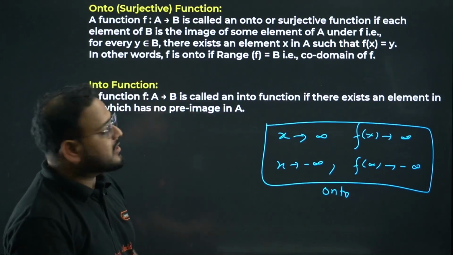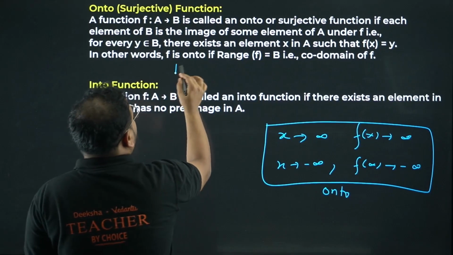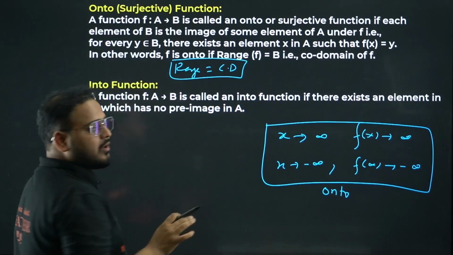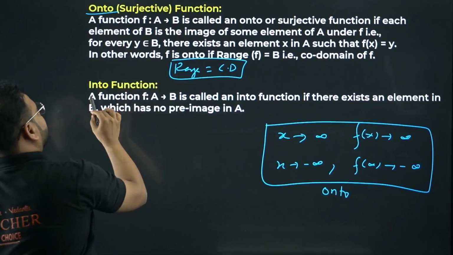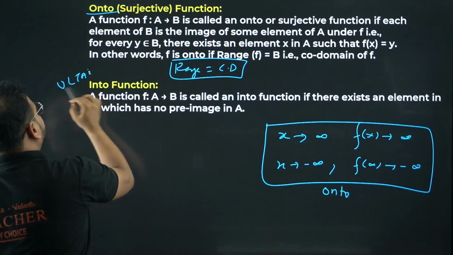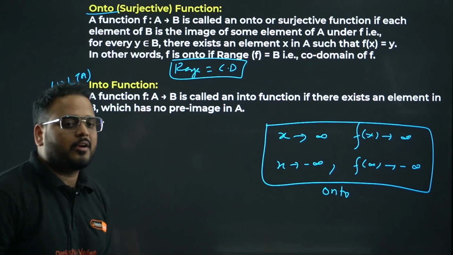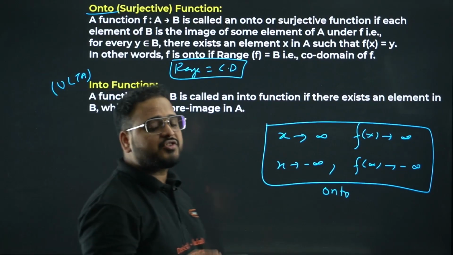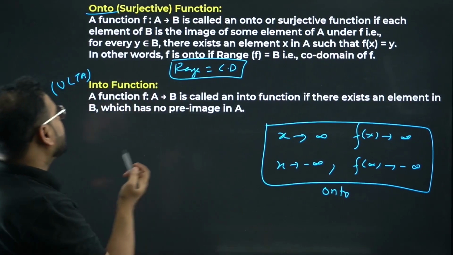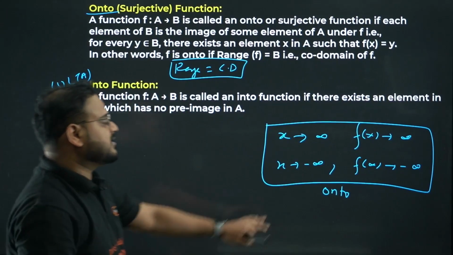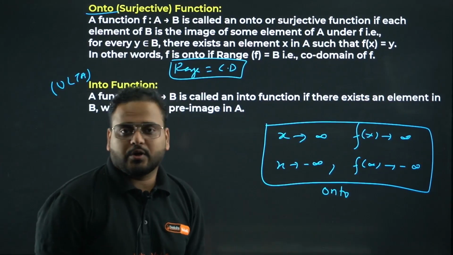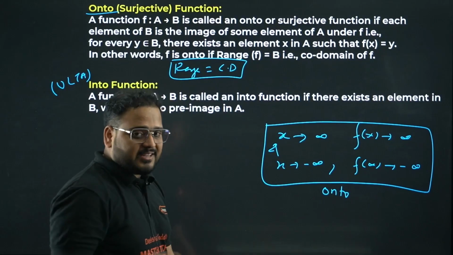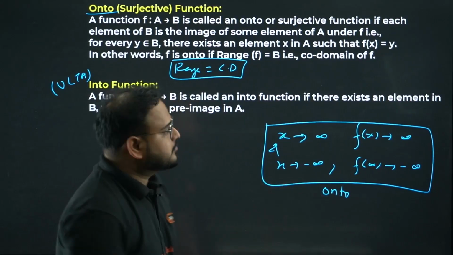What is the understanding of this? If you can prove that the range of the function is equal to the codomain, then we can say the function is onto. The opposite of onto will be into. Whenever range and codomain are equal, it is called onto, and not equal is called into. This is the trick to find whether a function is onto or into. Both conditions should be there, and if that is the case, then we can say the function is onto.